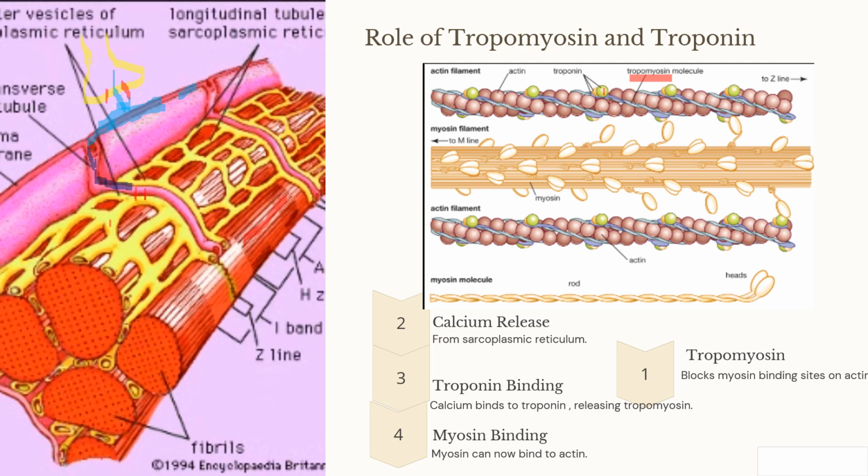Only if the tropomyosin moves away can that area where the myosin is supposed to attach to the actin be exposed. For the tropomyosin, this blue area, to move away from the myosin binding site, we need troponin to move this tropomyosin away. For troponin to cause this action, it needs calcium. So when the calcium binds to troponin, that will cause a shifting of the tropomyosin to expose the myosin binding site.